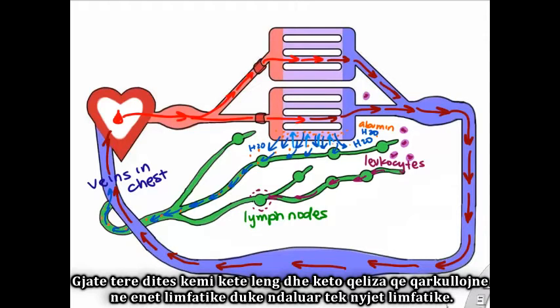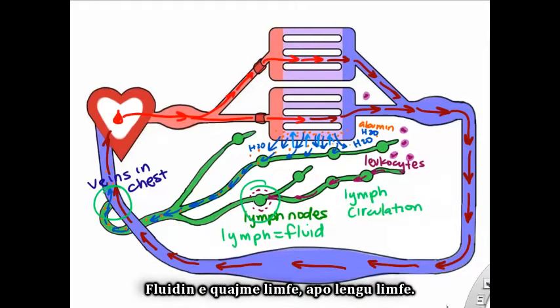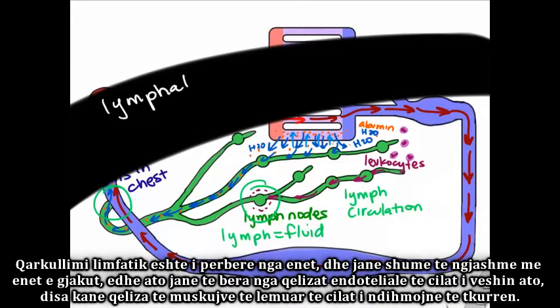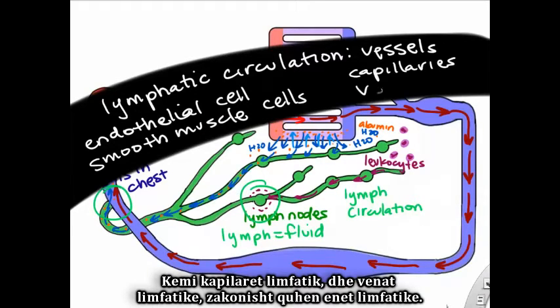So all day long we have this fluid and these cells circulating in these lymphatic vessels, stopping along the way at lymph nodes. This lymphatic circulation starts in your peripheral tissues and then returns this fluid back towards the veins in your chest. We call the fluid lymph or lymph fluid. The lymphatic circulation is made up of vessels very similar to your blood vessels, in that they're made of endothelial cells lining them, and some even have smooth muscle cells to help them contract. So we have lymphatic capillaries and lymphatic veins, often just called lymphatic vessels.